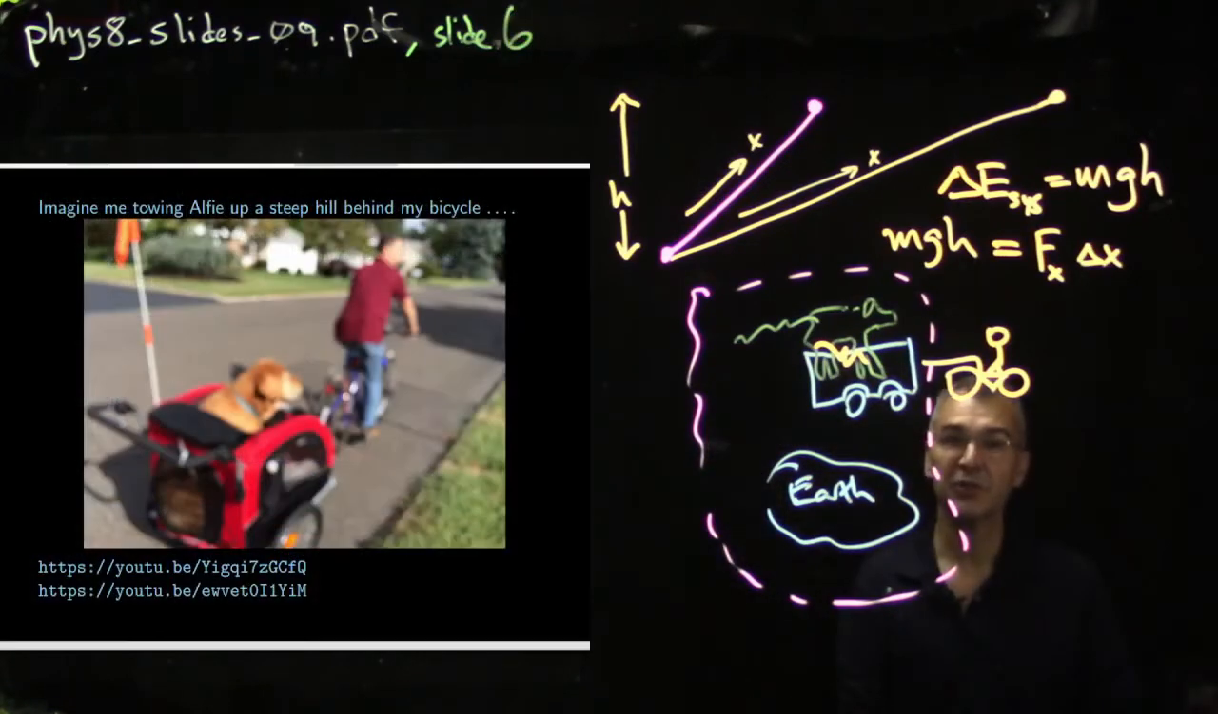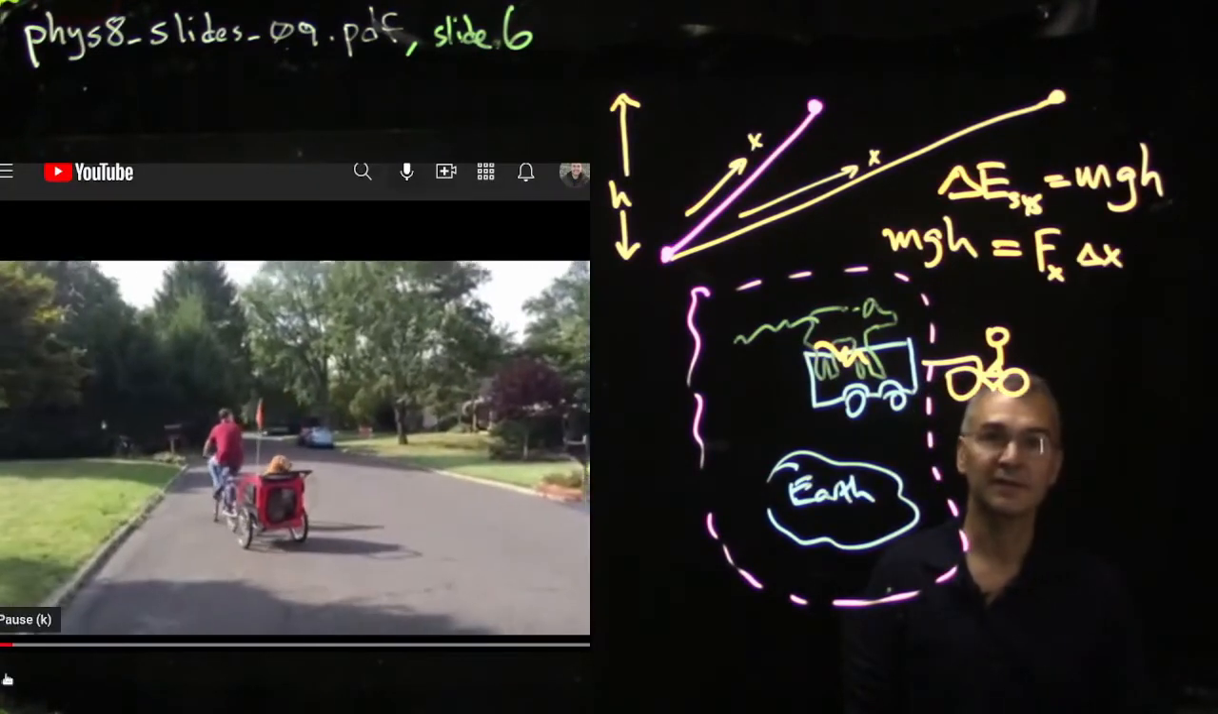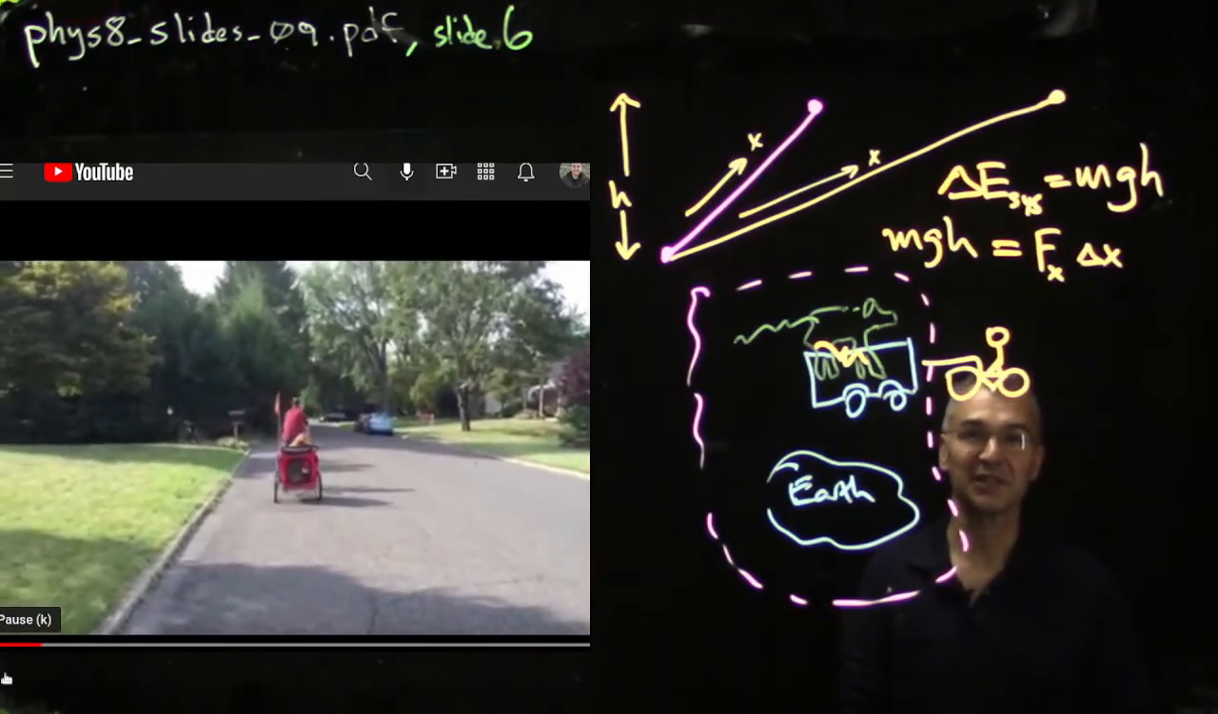By the way, this scenario is not as unrealistic as you might think. I actually used to tow my previous dog, Alfie, around behind my bicycle on a little cart, as you can see in the photo. And there we are, Alfie and I on a bike ride.